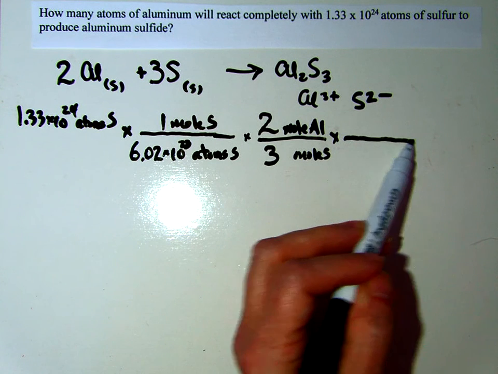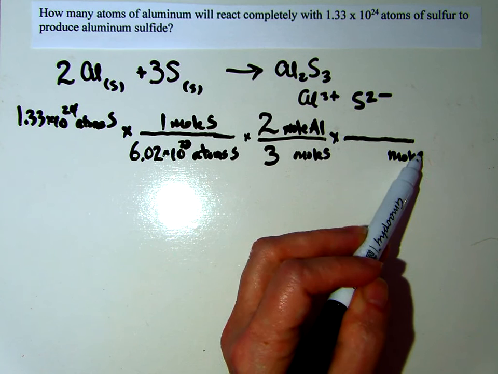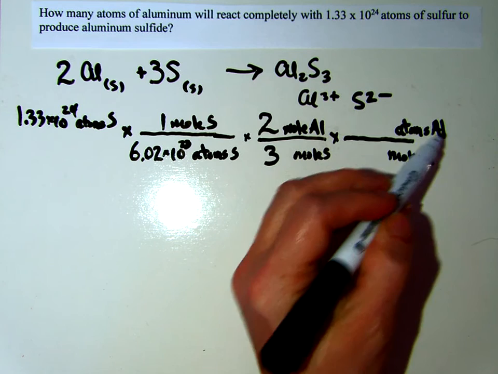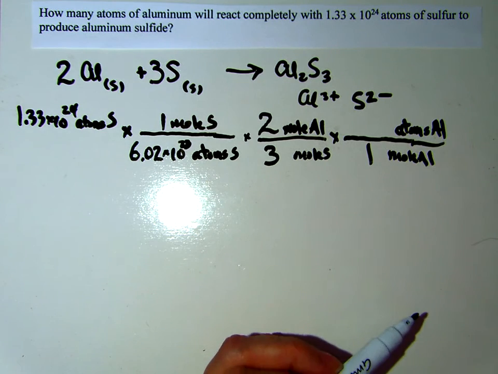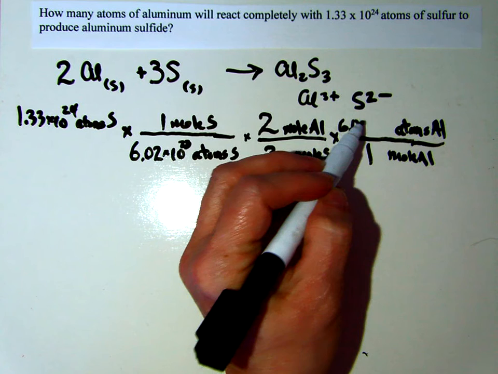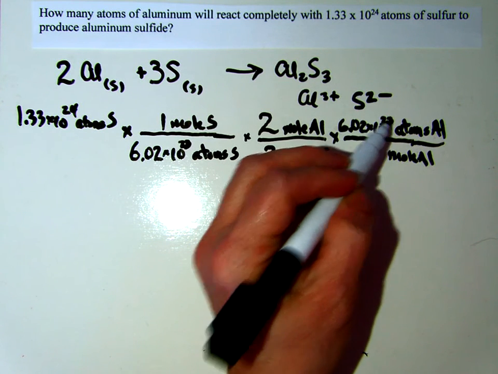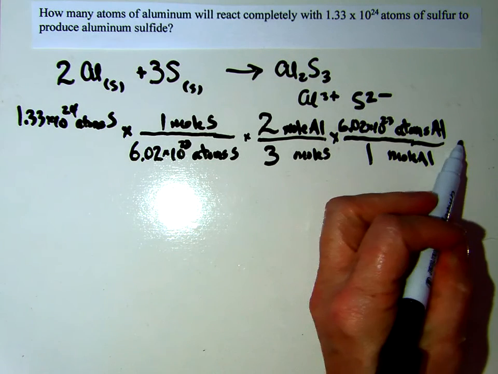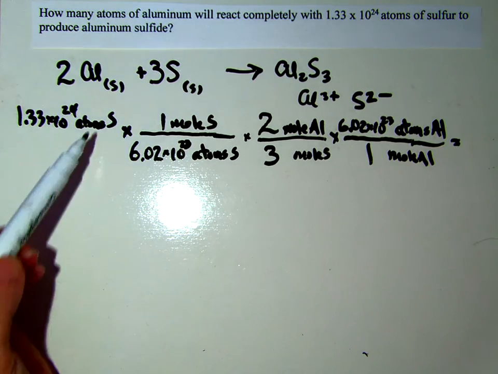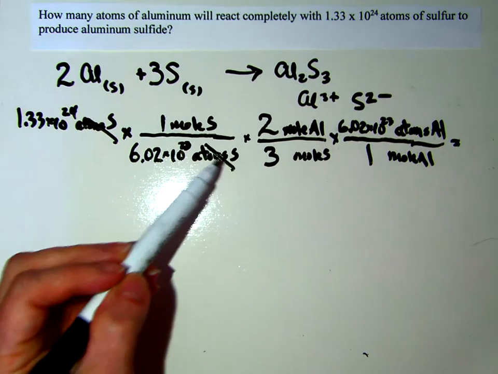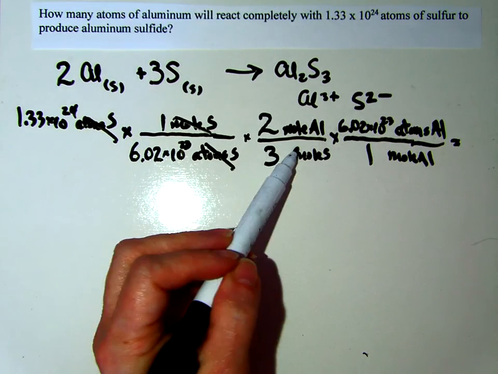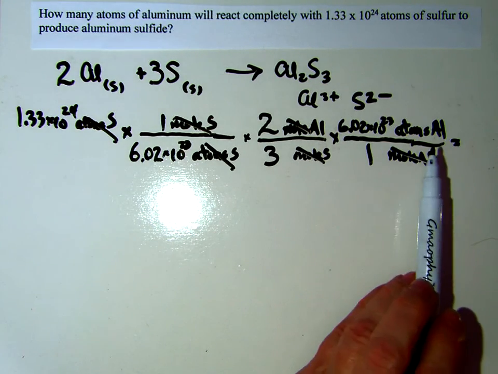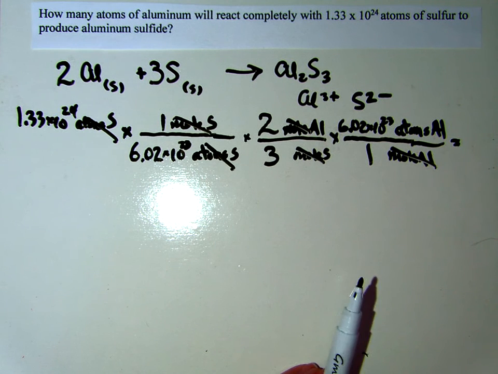Let's put moles of aluminum on the bottom and atoms of aluminum on top. And we know that 1 mole of aluminum is 6.02 times 10 to the 23rd atoms of aluminum. 1 mole of anything is 6.02 times 10 to the 23rd atoms. Let's check our units to see if we got this set up right. Atoms of sulfur cancel out. Moles of sulfur are canceling out. Moles of aluminum are canceling out. And we're left with atoms of aluminum, which is what we want to answer in.